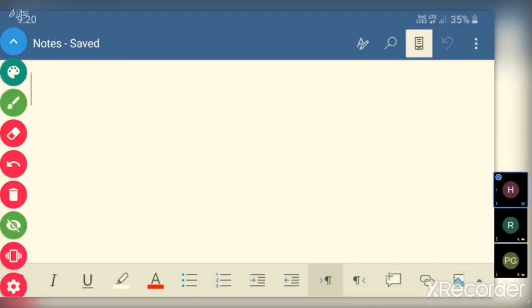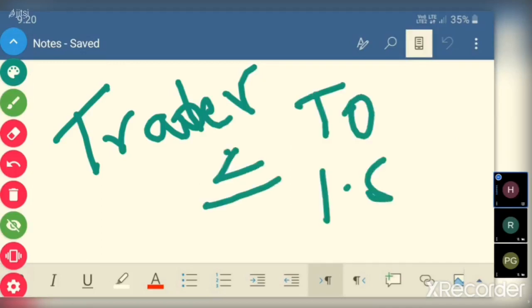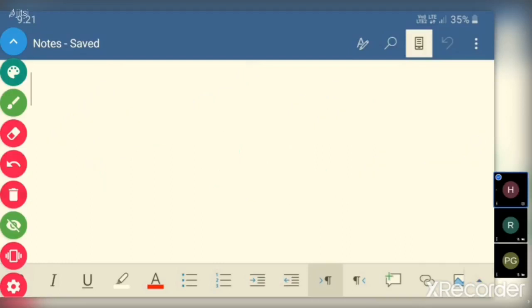Suppose let us assume a trader. Let us take an example: a trader whose turnover is less than or equal to 1.5 crores. Now, whether the composite tax scheme is beneficial or the regular value-added tax scheme is beneficial. Let us take an example.